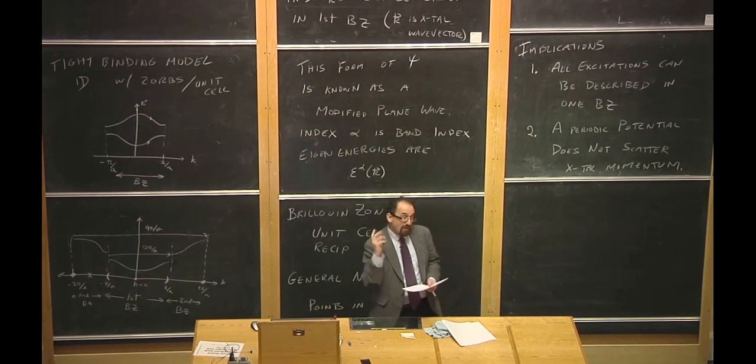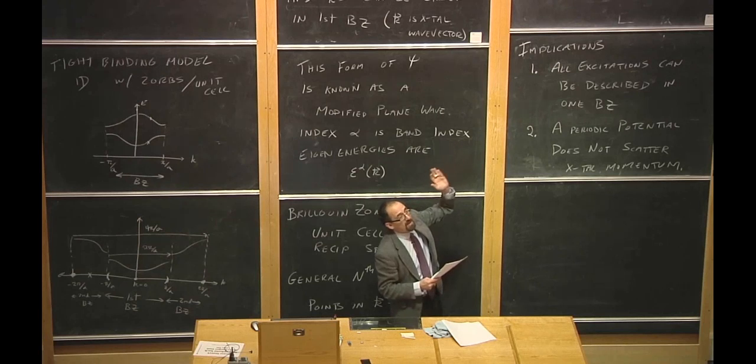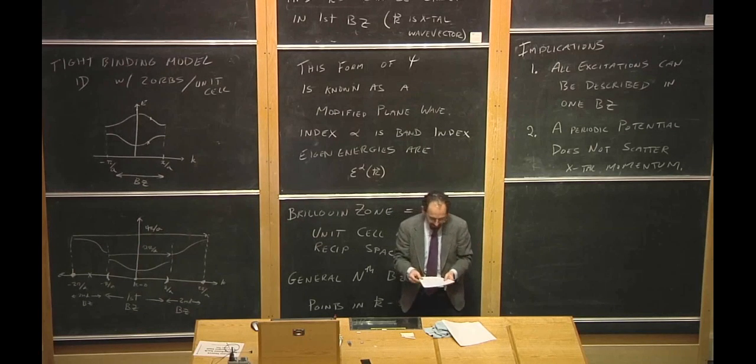Okay, and where did this result come from? It's important to realize that this result really came from Bloch's condition. It came from the fact that a periodic potential only scatters you by reciprocal wave vectors.